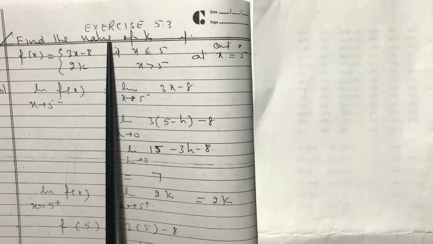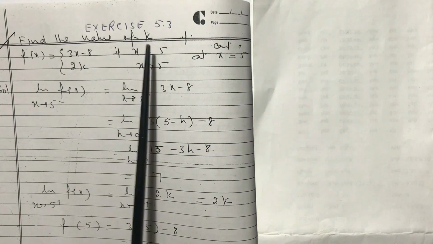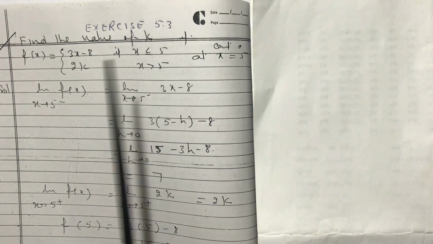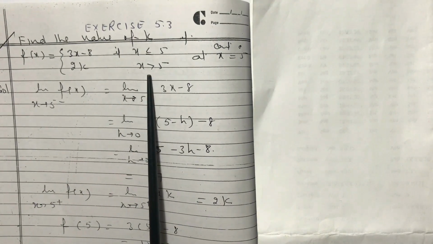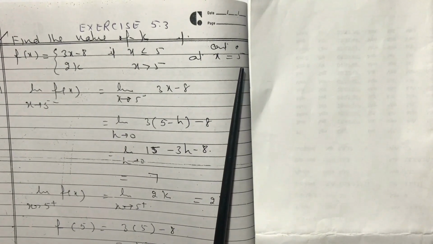Now this is exercise 5.3 of Exemplar. This is question number 11. Find the value of k if f(x) is equal to 3x minus 8 if x is less than 5, and this is equal to 2k if x is greater than 5. This is continuous at x is equal to 5.